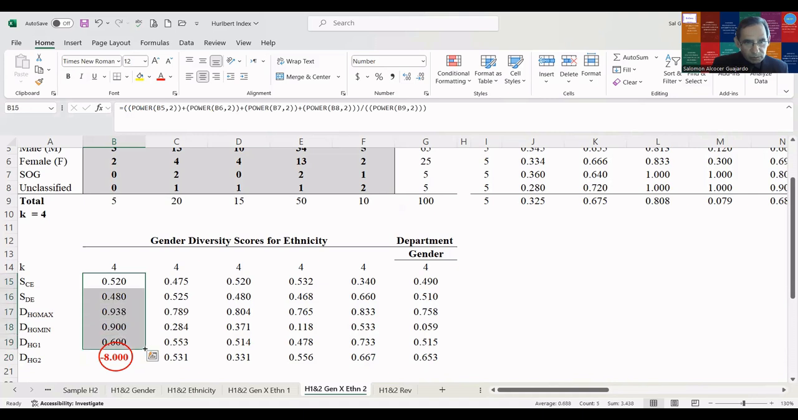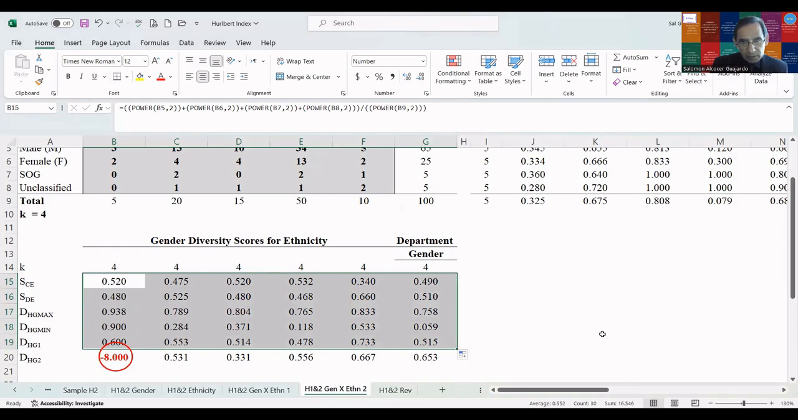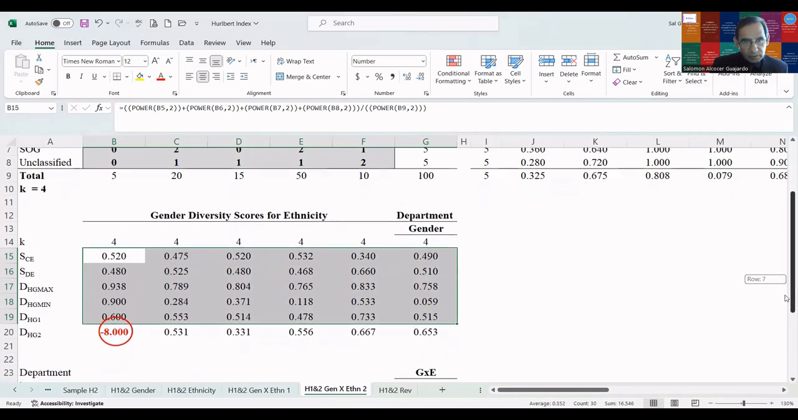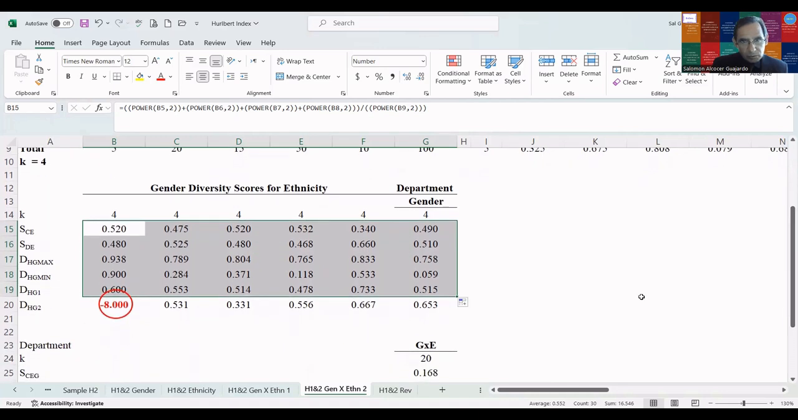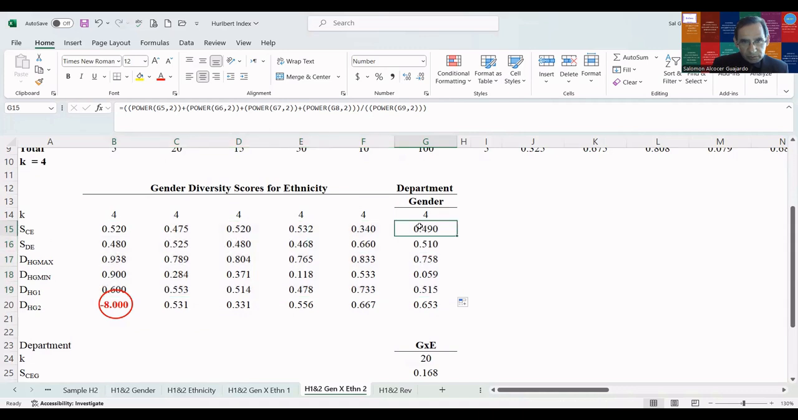Again, just to be consistent with the other episodes, if I drag that formula across, then it calculates all the diversity scores for the Black workforce, Hispanic workforce, all the way to some other race. It also gives me the level of diversity for gender for the department.